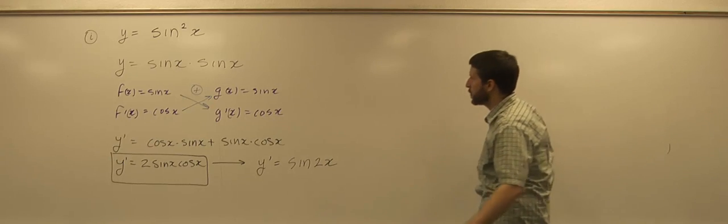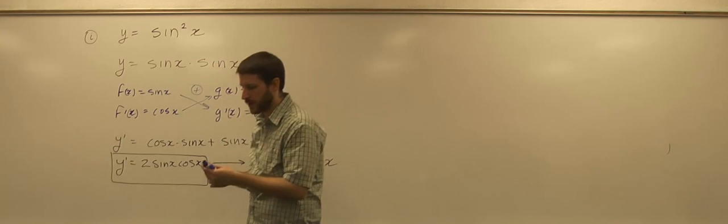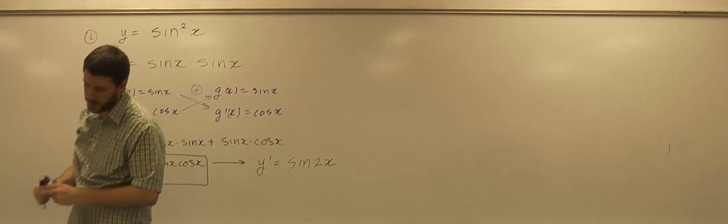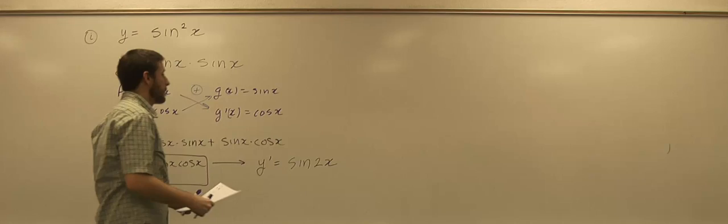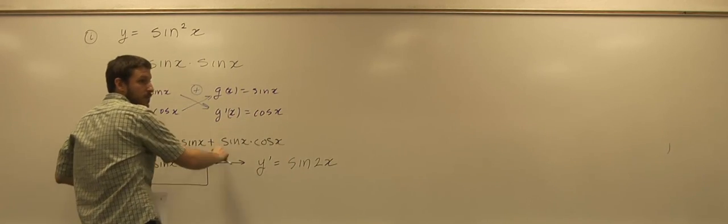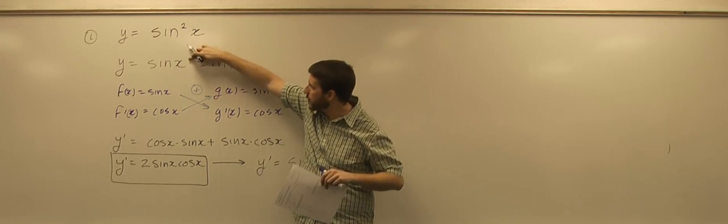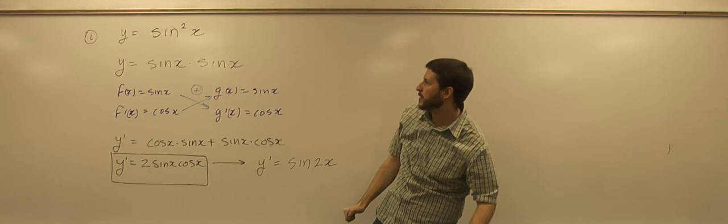So at this point, when you have a function squared, you're going to need to write it out as a product and then do the product rule. You don't really know any other way to do it. Why are we adding it? Here, that's the product rule. Because it's a square, it turns into a product. It's not division.